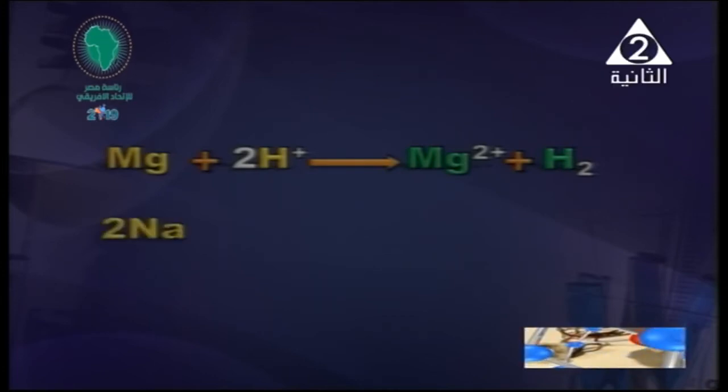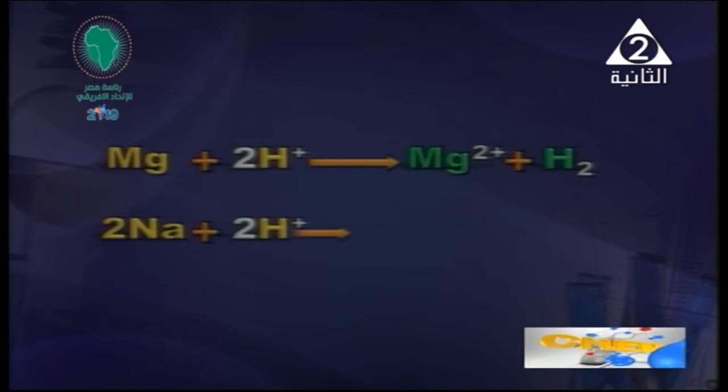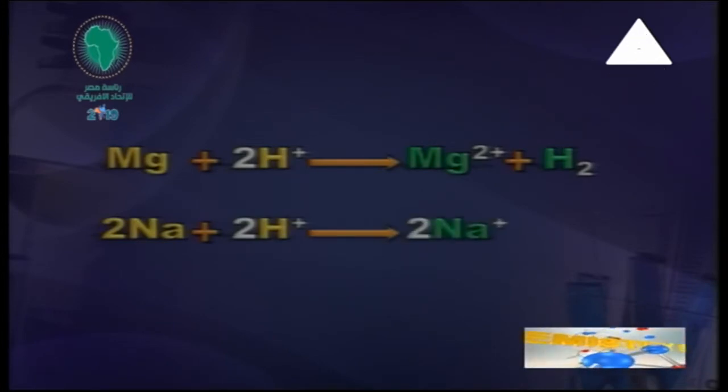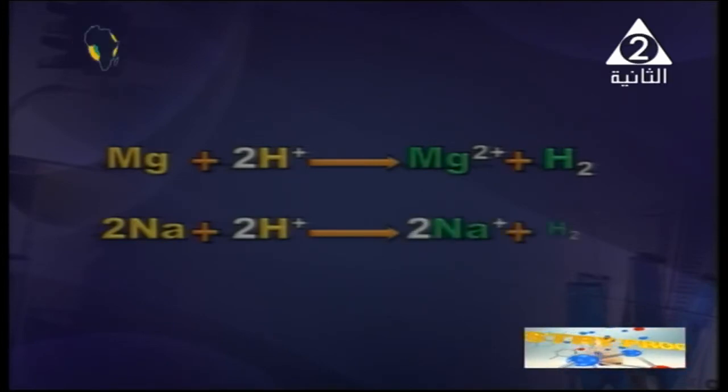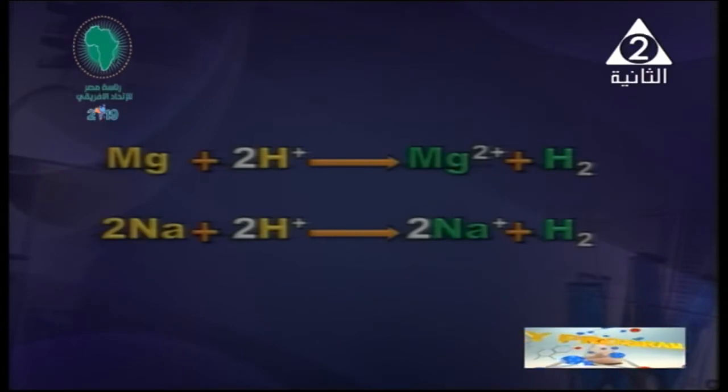Okay. 2Na plus 2H+ gives 2Na+ plus H2 evolves. What happened? Sodium loses 1 electron to form sodium ion. Hydrogen accepts this electron and changes into hydrogen molecule that evolves.